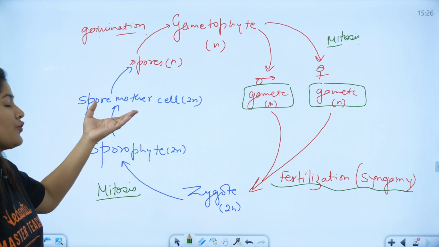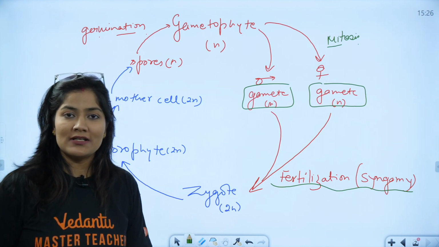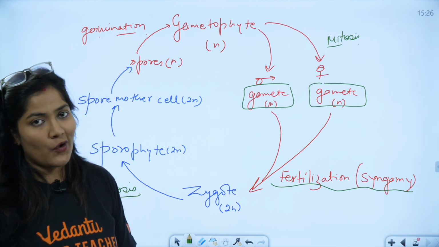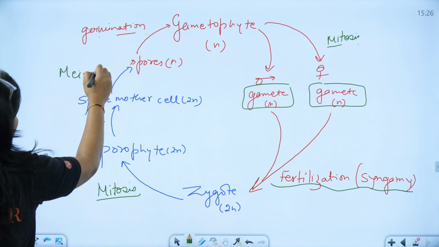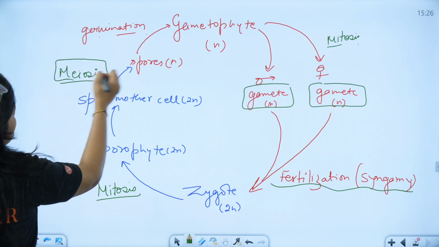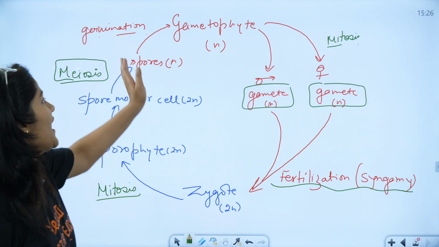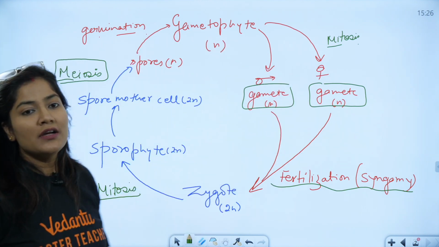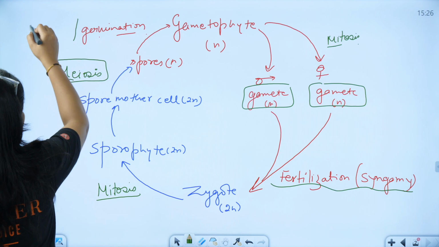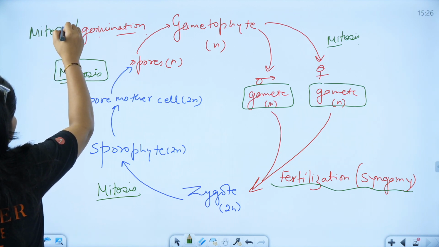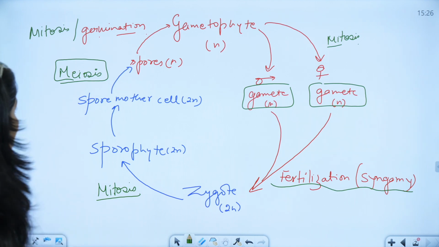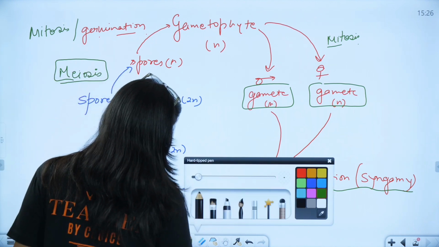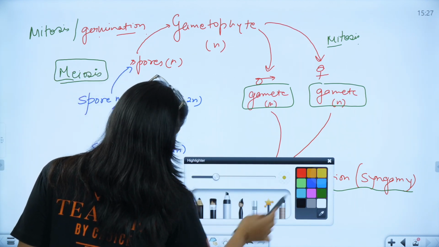sporophyte. The sporophyte is going to have certain special cells known as spore mother cells that are diploid again. They will undergo meiosis, resulting in formation of the spores, and the spores will undergo germination, or we can say that they will undergo mitosis, resulting in formation of your gametophyte. So this is your entire alternation of generation. This is how the alternation of generation will occur.